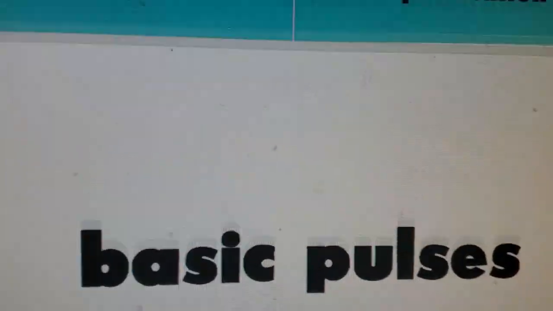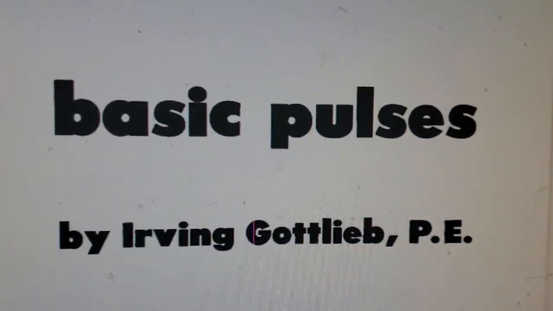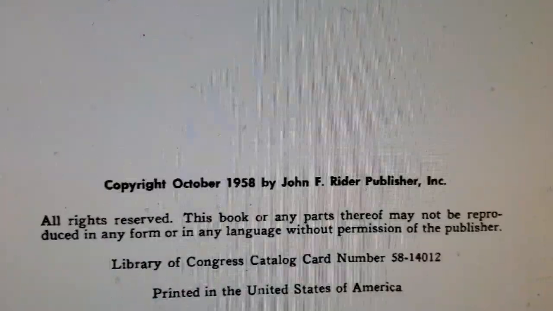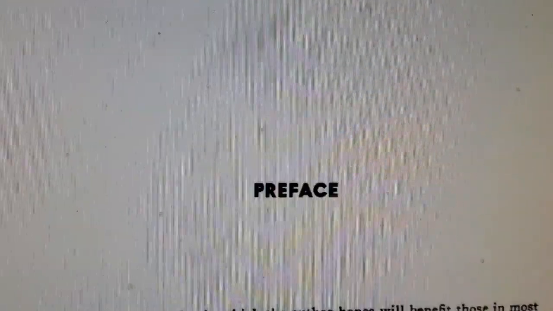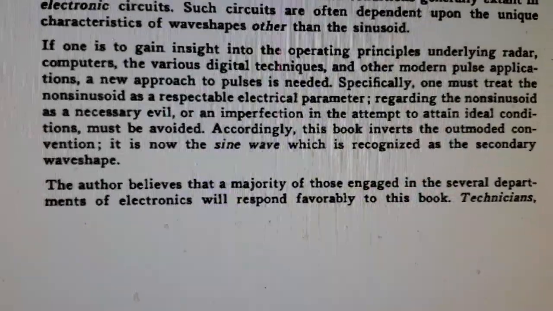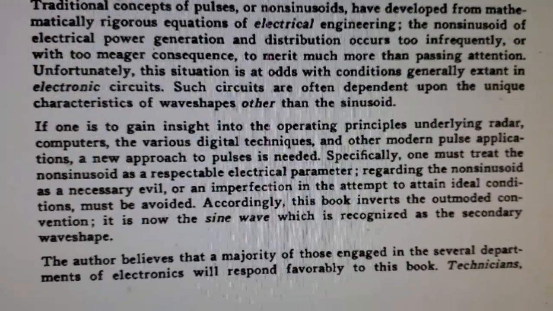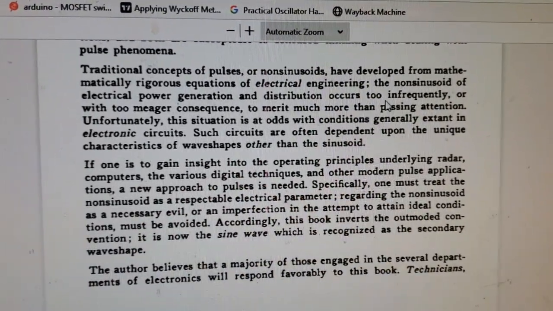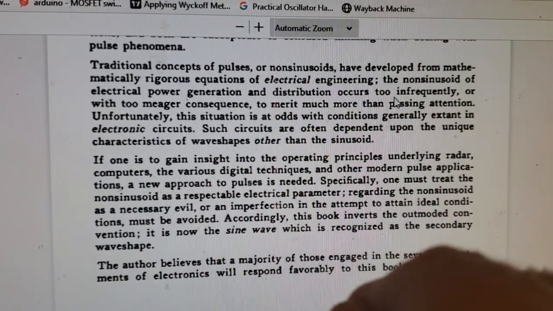This one is entitled Basic Pulses. So what the heck is he talking about there? And we just go in the preface. Let me find it for you. I mean, let's back out for a minute. What have I been showing in the spreadsheets?